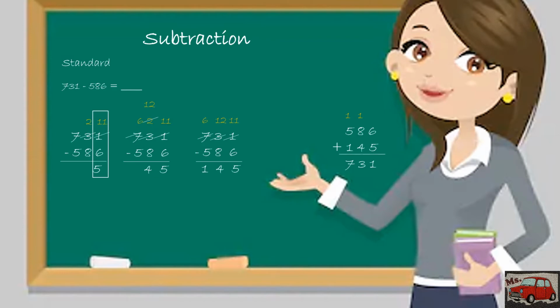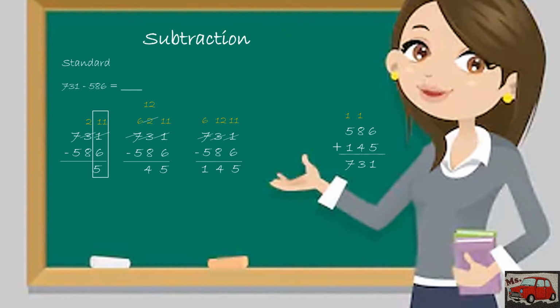Okay, another example. Using standard way. 731 minus 586. Again, pagtapatin natin sila according to their place value. So, my ones place are 1 and 6. So, 1 minus 6. Ibig sabihin, magbabawas ako ng 6 from 1. Eh, di ba mas maliit yung 1 sa 6? So, hindi ako makakuha ng 6 dun sa 1.